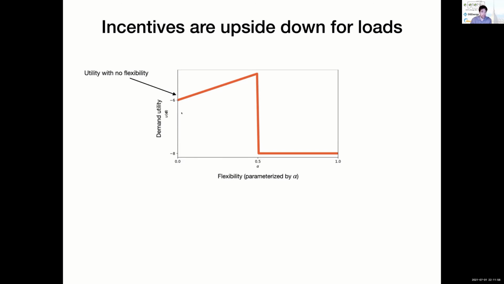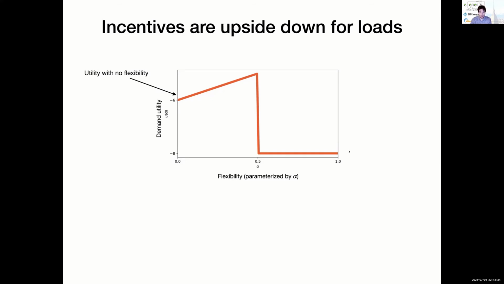You see what happens is that when flexibility is not dispatched at all, so alpha is equal to 0, we have a payment of 6. And as we dispatch flexibility, as we allow the load to redistribute through time, the utility, or the negative of the payment, increases, so that the load is paying less. However, at some critical threshold value, in this example, alpha equals 1/2, the demand utility drops. That means that load is suddenly paying more, and it stays that way.